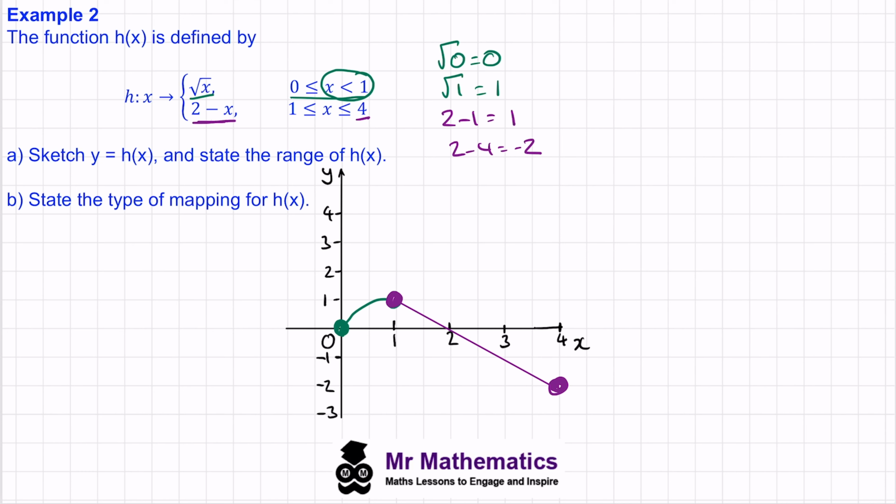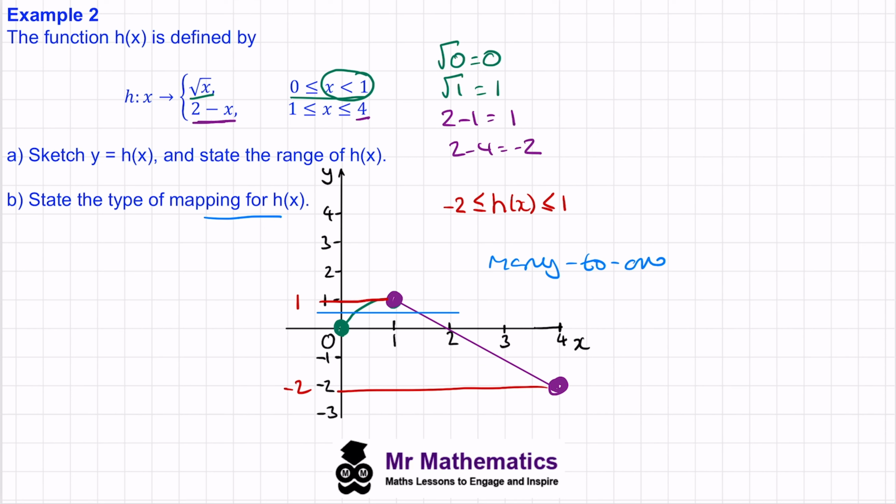Okay? So h of x has a range of, it can be equal to 1 and it can be equal to negative 2. So it will be less than or equal to 1 but greater than or equal to negative 2. And for part B, with type of mapping, well, if we consider the values between 0 and 2, we can see that we have multiple elements in the domain that map to a single element in the range. So therefore, this is a many to one mapping.